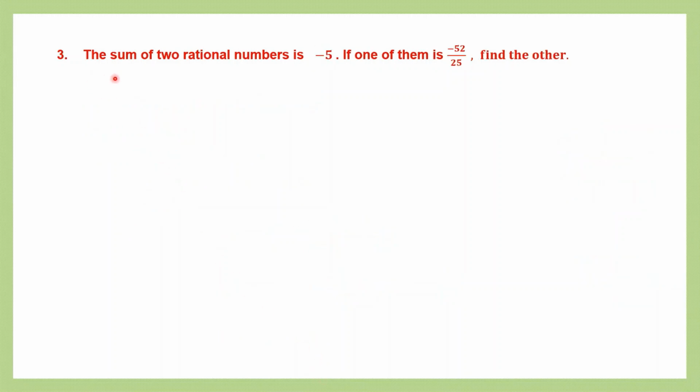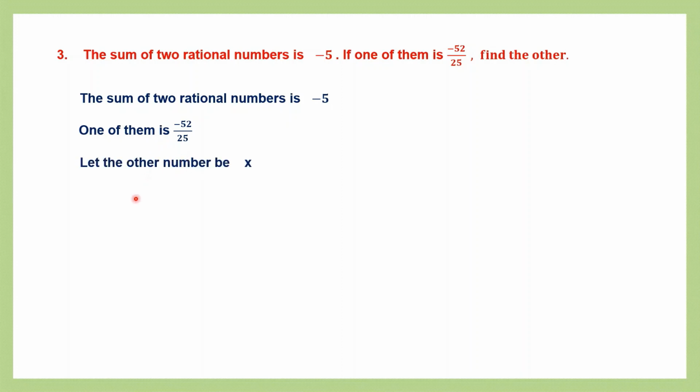Question 3. The sum of two rational numbers is minus 5. If one of them is minus 52 by 25, find the other, just like the previous one. So the sum of two rational numbers is given to us, that's minus 5. And one number is given to us, minus 52 by 25. So let the other number be x. That means if I add minus 52 by 25 and x, I will get minus 5. It's given to us in the question, the sum of two rational numbers.